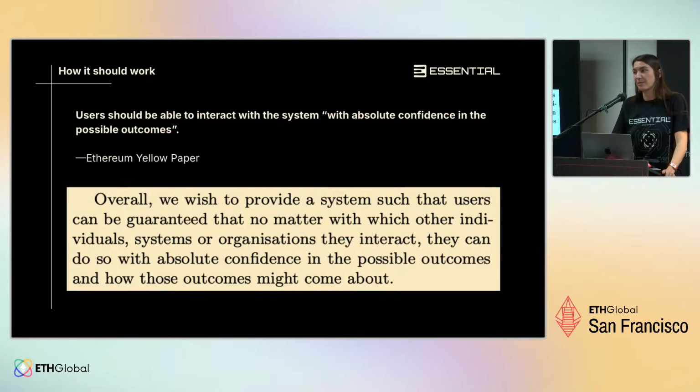And so basically the philosophy we take at Essential is that we don't think it should be possible to do this. Even the Ethereum yellow paper states that users should be able to interact with the system with absolute confidence in the possible outcomes. That's not something that's currently possible today. And that word outcomes obviously brings us back to the declarative model. That sort of philosophy is what gave us ideas around how to build this into a blockchain.